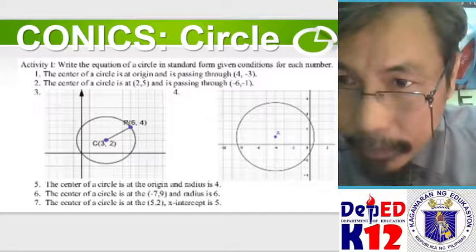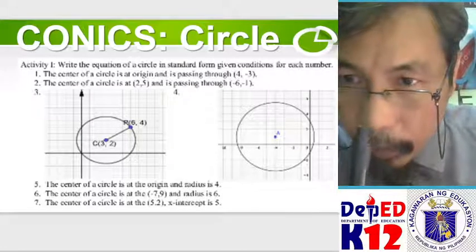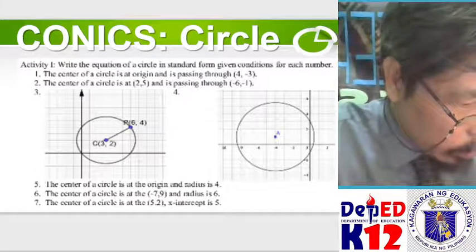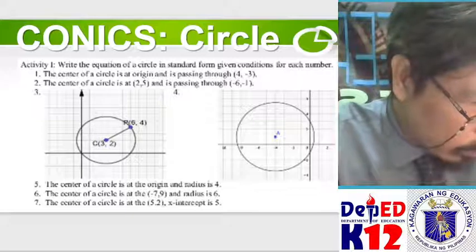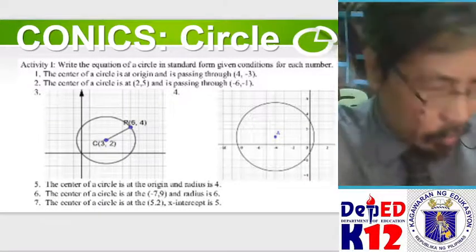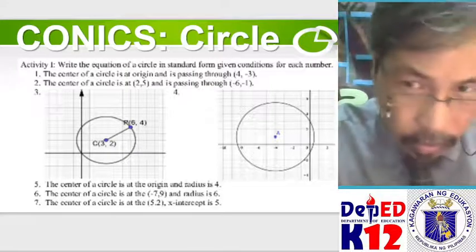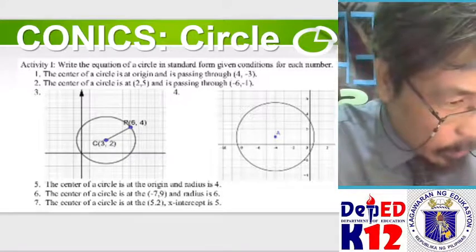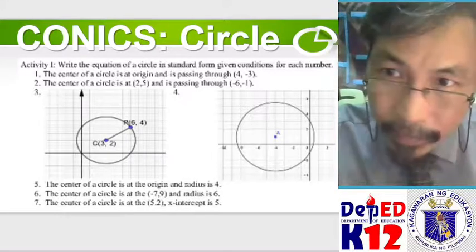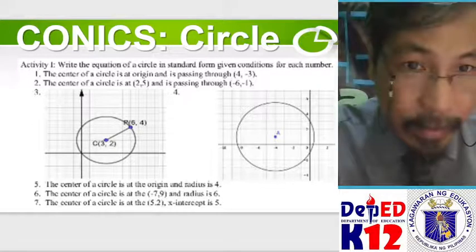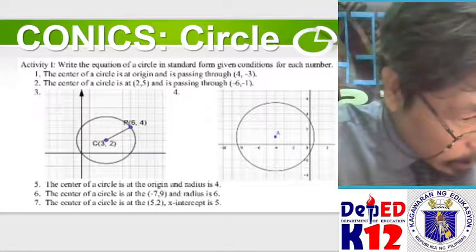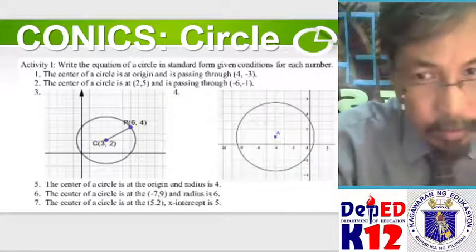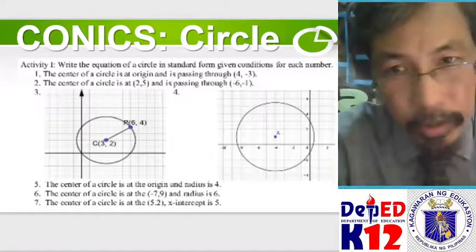And it is passing through (4, -3). What is this point that it is passing through? What do we call this? We can call this anything we want. This point will be intersected by the circle curve, so we can call this point P. So we have point C and point P. There are 2 points, point P and point C.